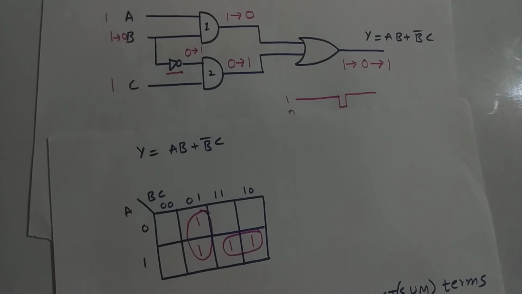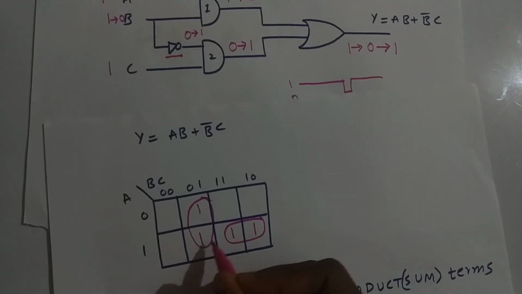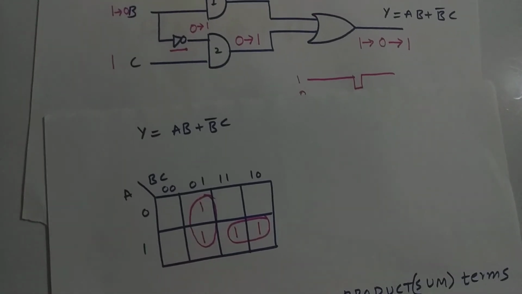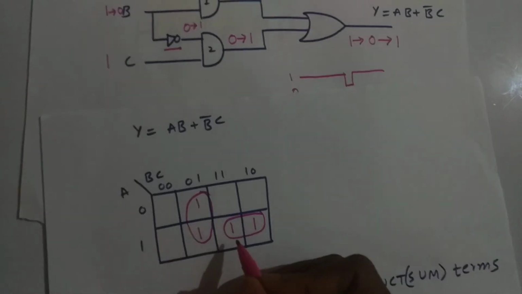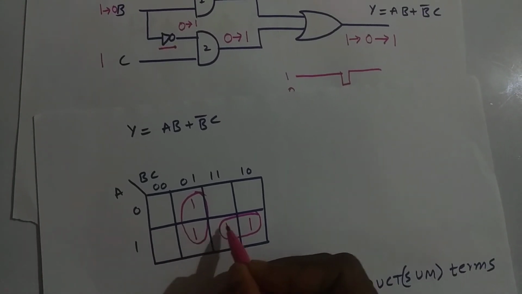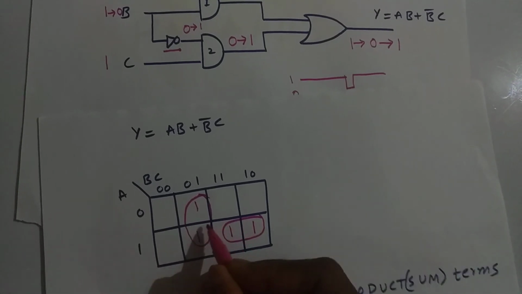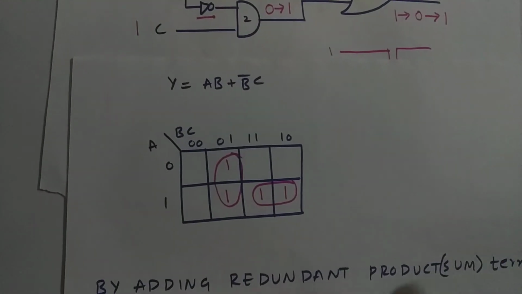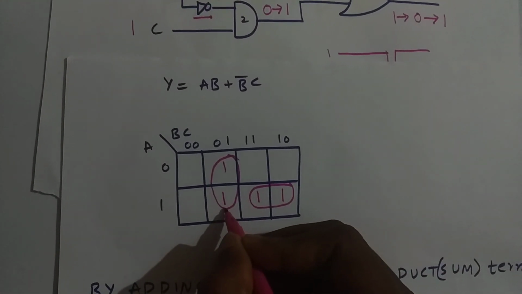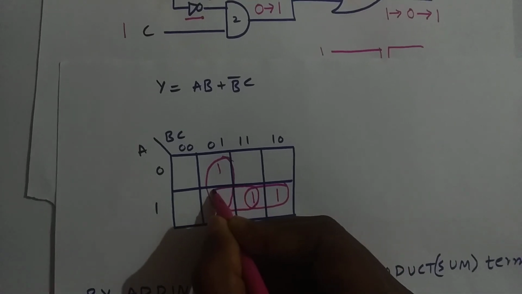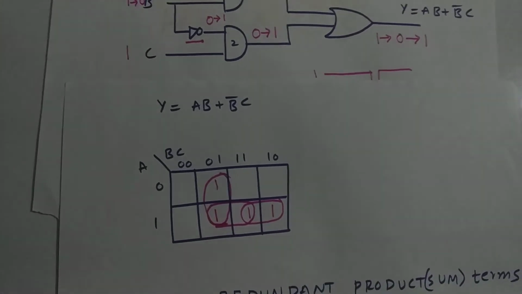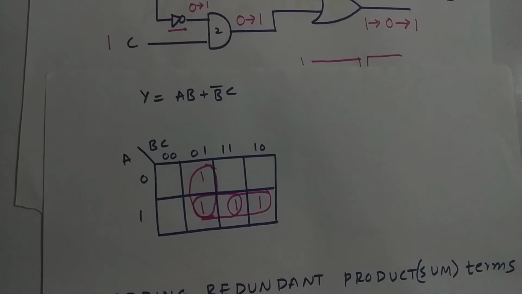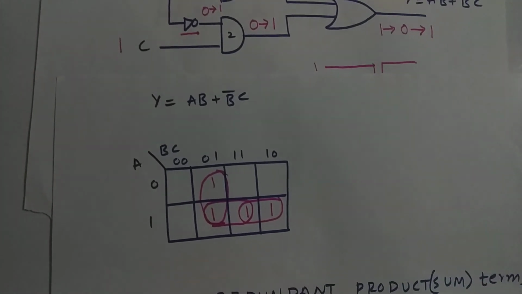But you know that if two adjacent cells are not in the same group, hazards will occur. Don't forget this point. This is an important point. Whenever adjacent cells, 1 and 1 over here, are not in a single group, then we'll get a hazard. So to overcome this hazard, we need to add a redundant term. We need to group these adjacent terms. If we group these adjacent terms, then we will be adding a redundant term, but no problem, the circuit will be a hazard free realization.